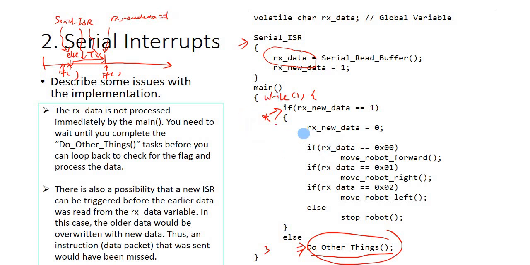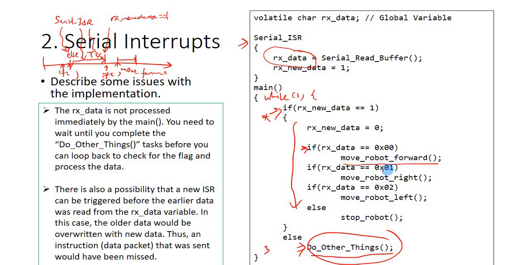So I'll come inside this code here. Inside this code, first I will do this check: if RX new data is equal to 0, then I move the robot forward. Rightfully, this data packet that I receive would have instructed me to move the robot forward. So let's assume that at this point of time, I call move forward. Move forward is a function call, so we do not know how long it may take. It may take some time before I can finish this move robot forward.